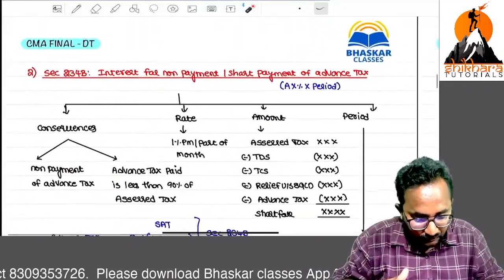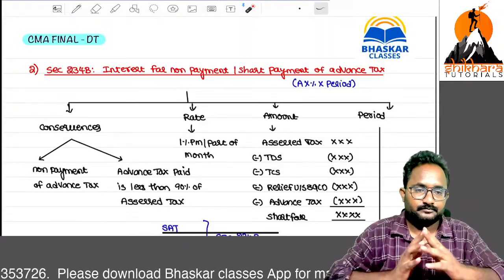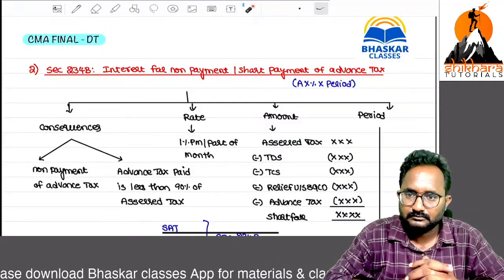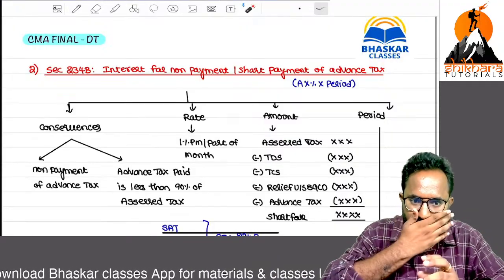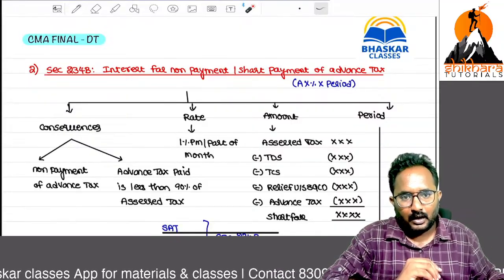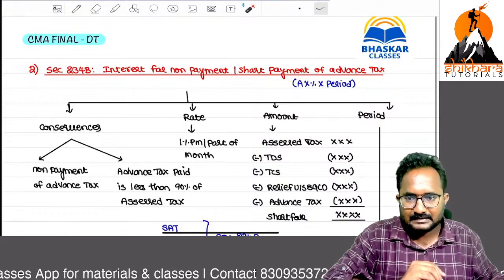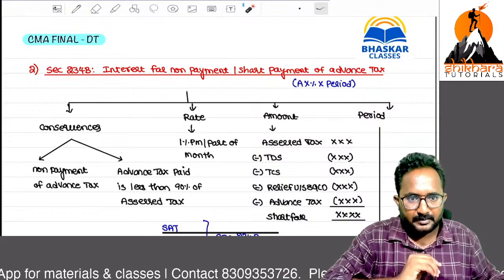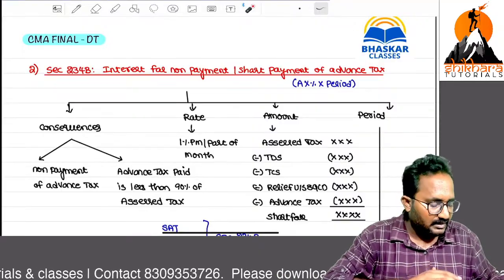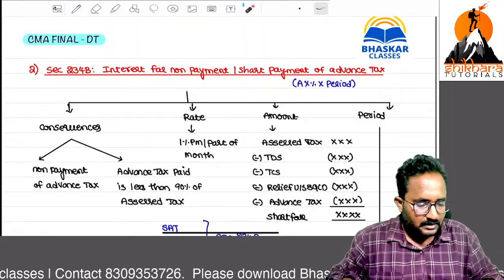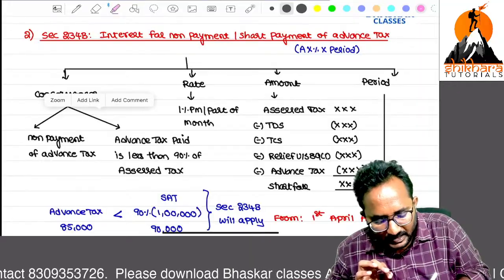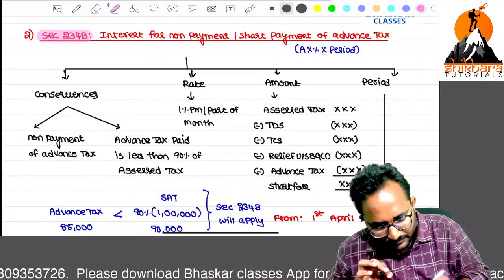Shall I start 234B? Give me confirmation, all of you who have been in this session for the last 1 hour. Have you understood? If you joined in the middle, maybe you could not understand all the provisions. So please give me a reply, then I will start the 234B interest related content.